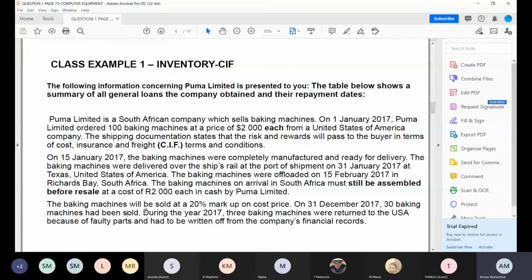The last part, we say during 2017, 3 baking machines were returned. In other words, it needs to be written off from the company's financial records. In order to write that off, we credit our inventory and we debit our inventory written off that goes to the profit and loss.